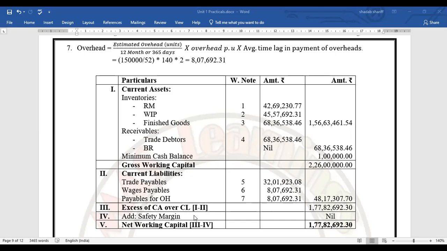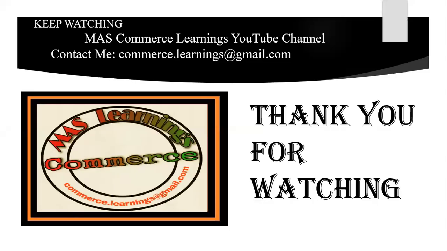Then add safety margin. In this question they have not provided any information regarding safety margin, so nil. Then net working capital is 1,77,82,692 rupees. If the company wants to produce 1,50,000 output, then they have to maintain around 1,77 lakh rupees. Then only they can produce and go on with production.